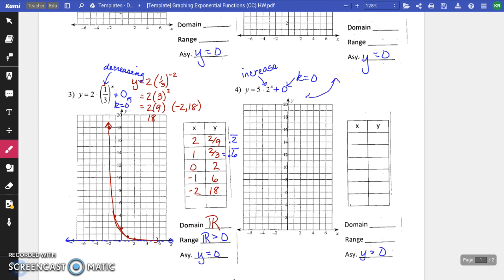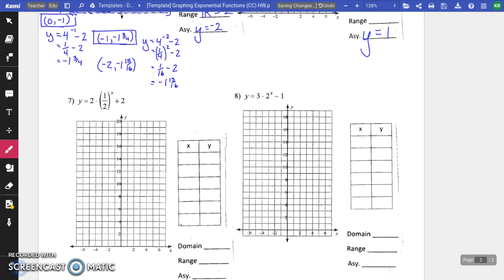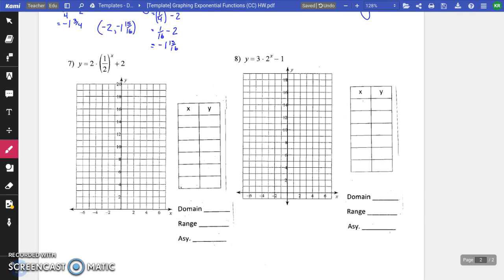So this one's increasing. And then number 6, also increasing because of the 4. 4 is bigger than 1. And my k is 1. So this one, my asymptote's going to be at 1. And you can sketch in that asymptote so you already know where that fence is. And then 7 and 8. Number 7, asymptote's at 2, because k is 2. And this one's going to be decreasing because the growth factor is 1/2. So decreasing, it's coming down.